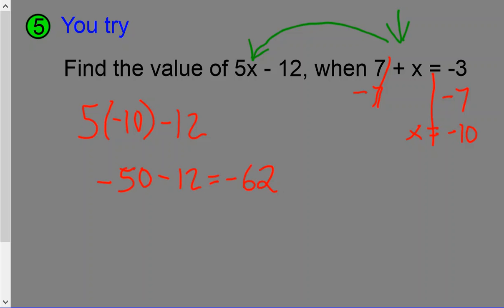So remember, when you're trying to solve for the value of a variable in an equation, we need to make sure that we isolate the variable by using the inverse operation of the value in our equation.